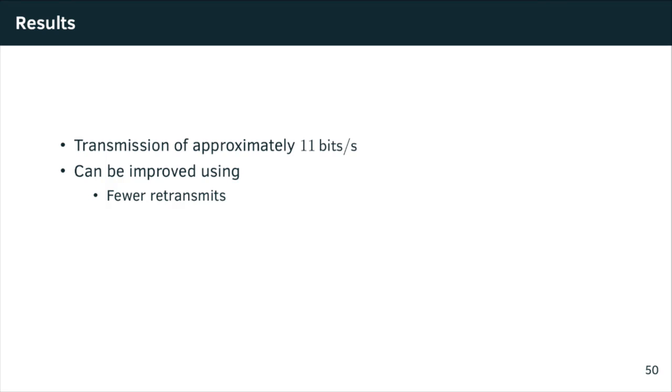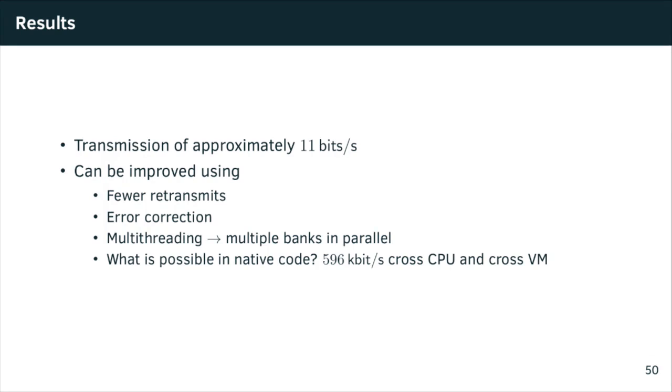So we have multiple ways to improve that. For example, by using fewer retransmissions, which means we have to somehow correct the errors. We only have error detection in there that discards packets that are destroyed, but we could go for error correction, forward error correction, and correct any bit flips we encounter. And then we can also go for multi-threading. The new JavaScript standard allows us to have multi-threading in the browser, so we can transmit multiple bits in parallel using different banks. So we tried that in native code, and we get up to 596 kilobit per second between CPUs and inside a virtual machine.